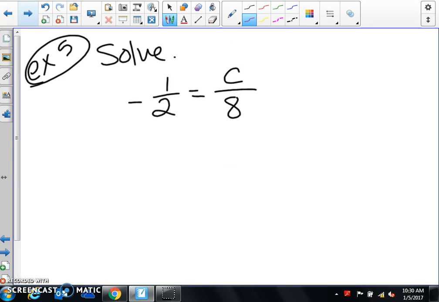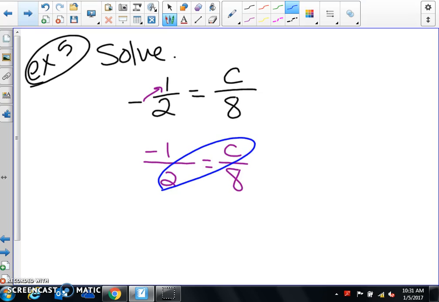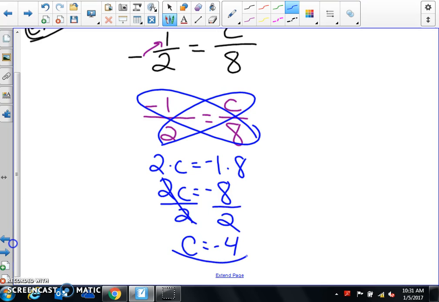All right, let's go ahead. Remember, if we have a negative out front, we just want to put it to the top. Now, don't be lazy, go ahead and rewrite it. So this is negative 1 over 2 equals c over 8. Now we can start cross multiplying. 2 times c equals negative 1 times 8. 2 times c is 2c. Negative 1 times 8 is negative 8. Divide both sides by 2, giving me c equals negative 4.